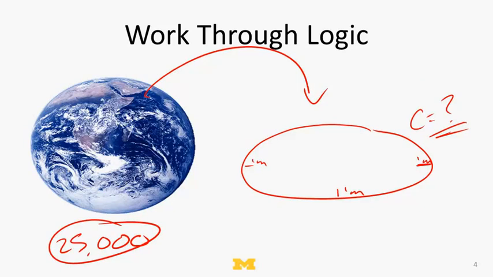Okay, well now let's do a little math. So we know the formula for circumference of a circle, right? Circumference is equal to pi times d. Now what I want is to find the circumference of that rim, and that's going to be pi, but my diameter is going to be the diameter of the Earth.